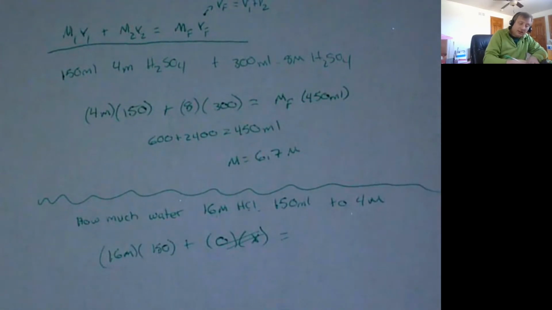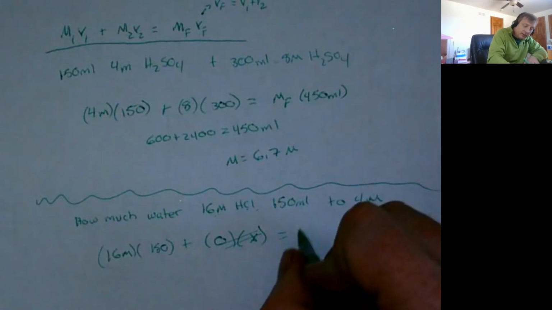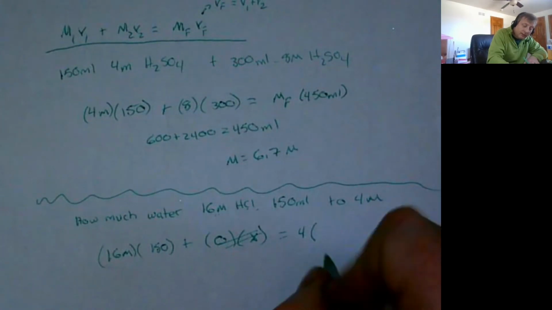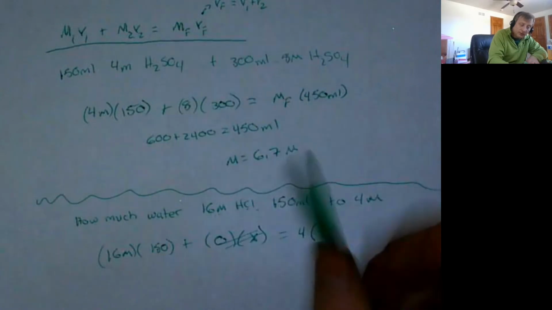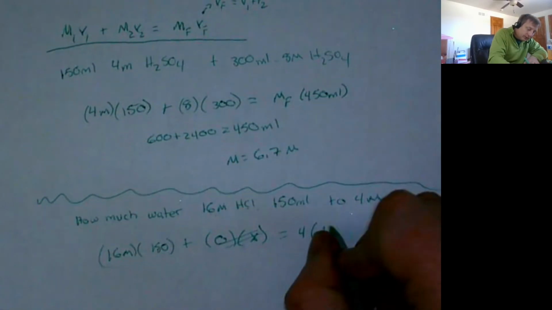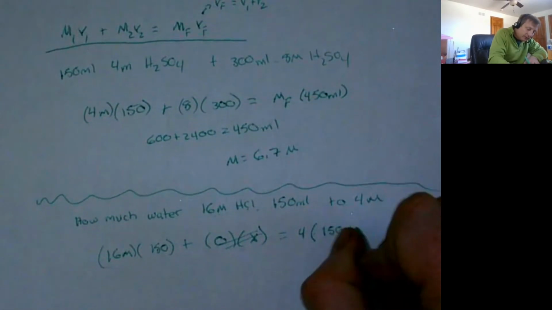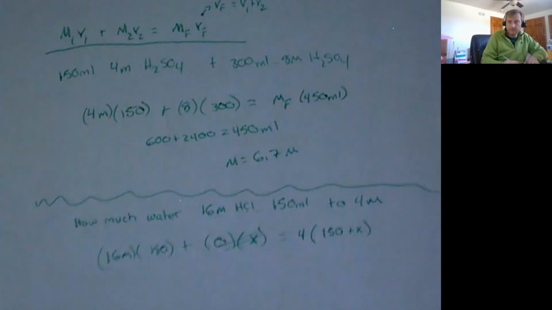And we're going to end up on this right-hand side with our molarity of 4 for our final. And now we know that our final volume is our volume 1 plus our volume 2. So we have for volume 1, 150, and for volume 2, we have X.